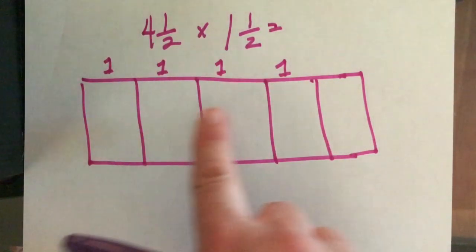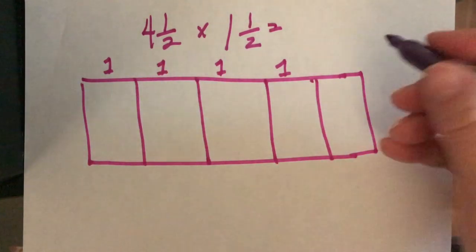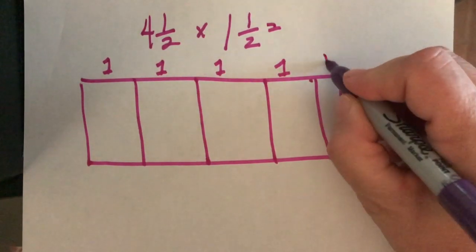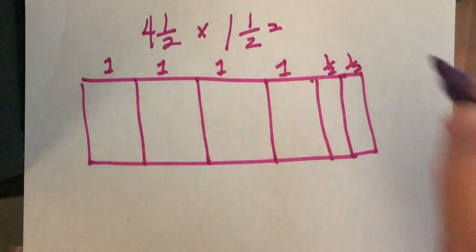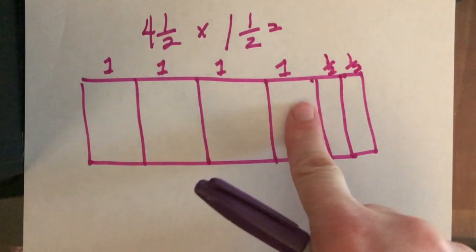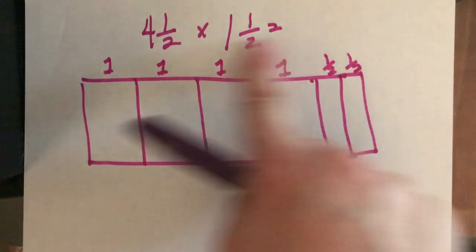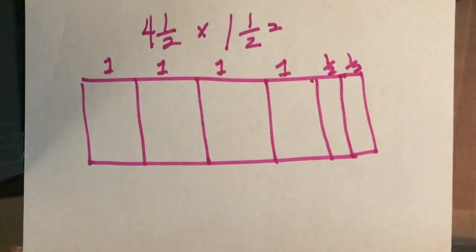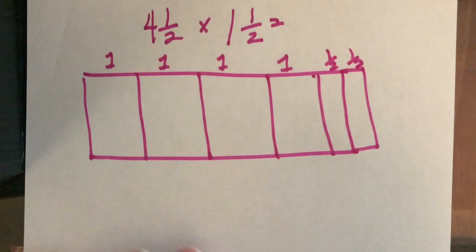But now I don't need 5 wholes. I need 4 wholes and 1/2. So this last section I'm going to divide into halves. So it's 1, 2, 3, 4, and 2 halves, which still equals 5, but we only need 4.5. So again, I'm now going to color.